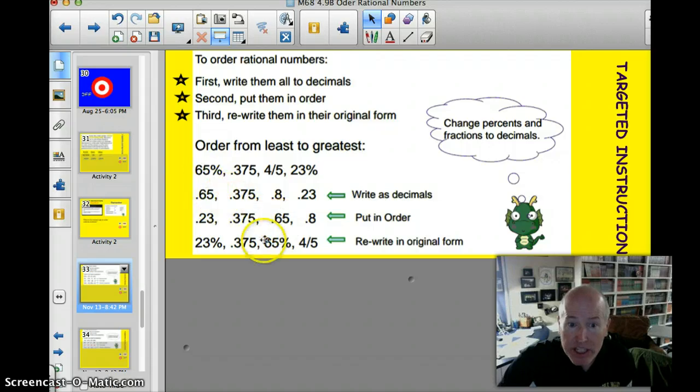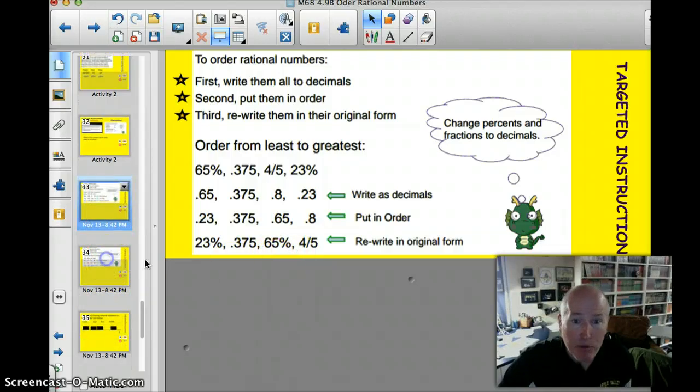0.65 was originally 65%, so I have to write it back as 65%. And the largest, 0.8, was actually 4/5 in its original form. All right? This is the answer you'll be looking for in a multiple choice test. So you have to do both. All right, let's take a look and have you try an example.